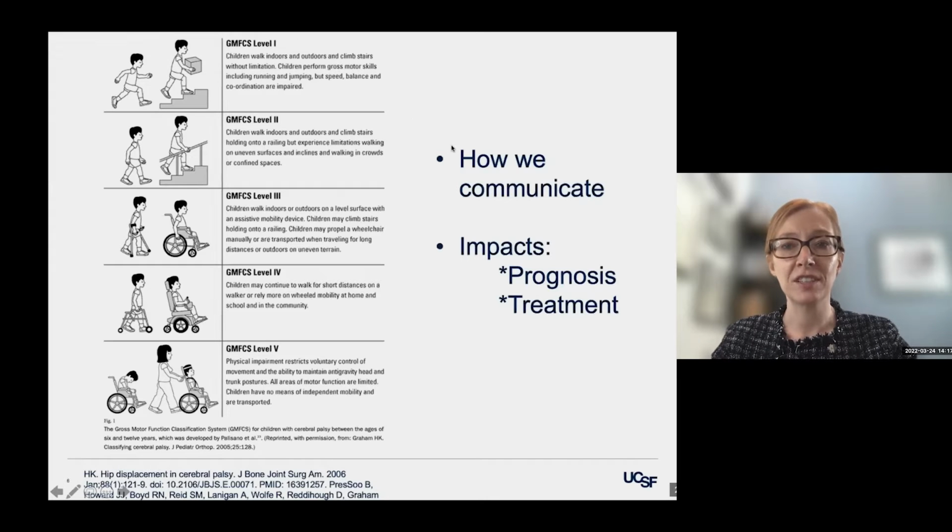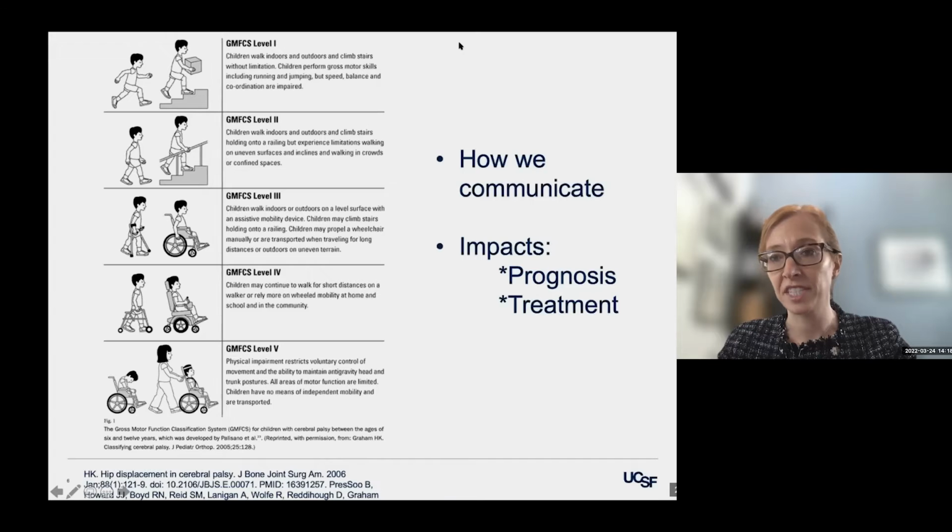A GMFCS level 2 child does walk indoors, outdoors, and climb stairs, but might need to hold onto a railing. They have a little bit of difficulty with uneven surfaces, though still not usually using assistive devices. A GMFCS level 3 child will walk indoors and outdoors, but with an assistive device, such as crutches or a walker. And then they often use a wheelchair for longer distances or on uneven terrain. A GMFCS level 4 can walk short distances with an assistive device, but will require a wheelchair for more sustained ambulation in the community and at school.